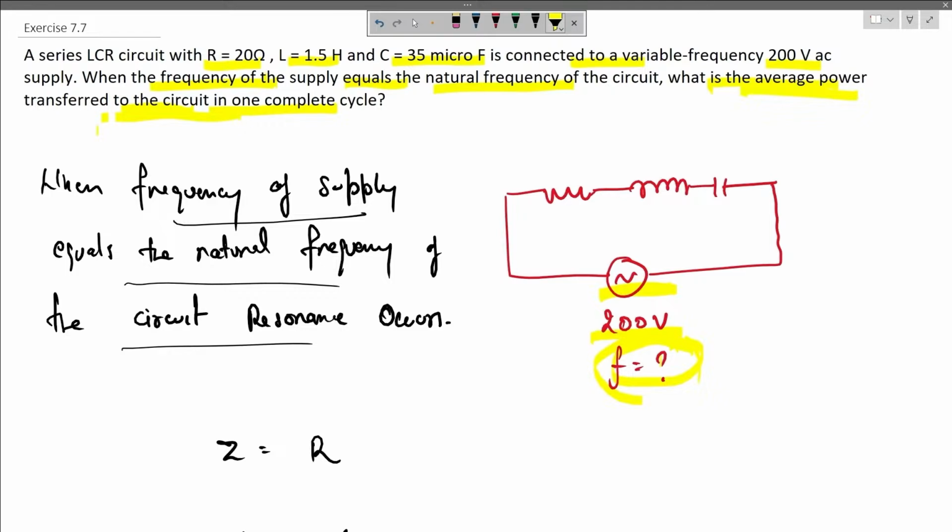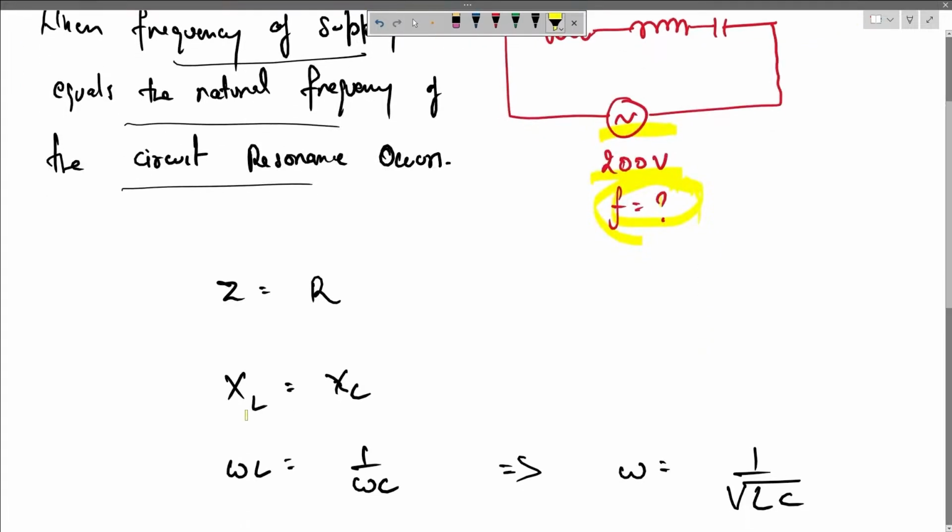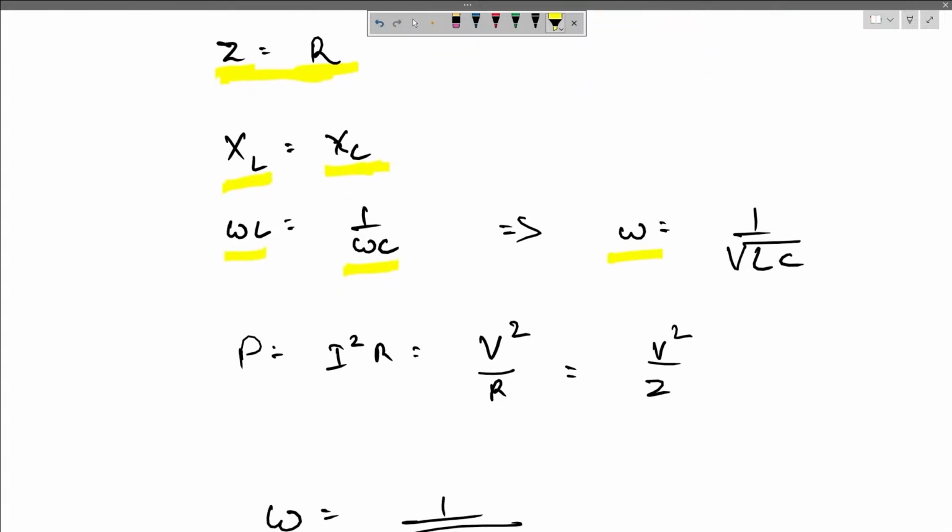Now we know that resonance in the LRC circuit occurs when the inductive reactance equals the capacitive reactance, or mathematically, inductive reactance is equal to capacitive reactance. When the inductive reactance and the capacitive reactance match, the impedance is equal to resistance, or it is purely resistive. Upon equating these two quantities, we get omega, or the frequency, equal to 1 by under root LC. Now we can find the frequency at which resonance happens by applying this formula.